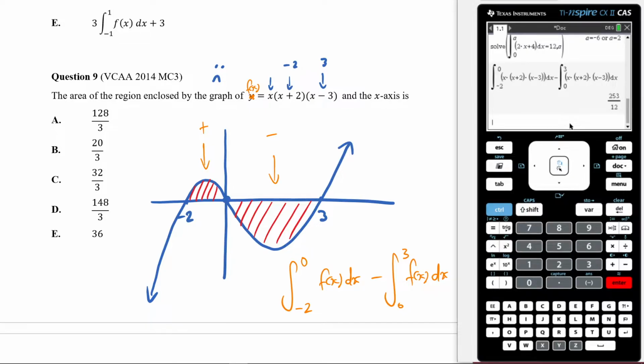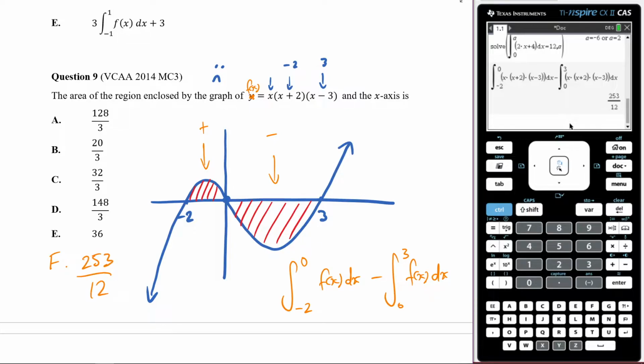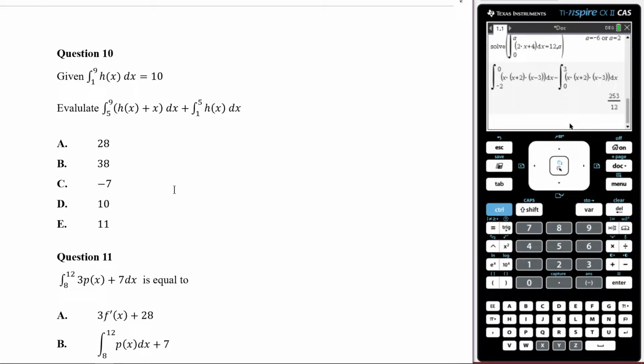Now, it's 253 on 12. That is none of the options that I have. My apologies for that. So A, B, C, D, E, F, 253 on 12. That is the answer. So guys, that would have been confusing if you were doing that. So my bad, if you just spent a long time wondering why this is not working. That's it. My bad. All right, we keep on going.